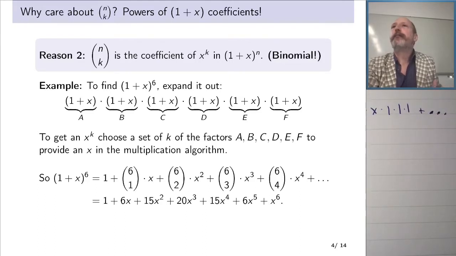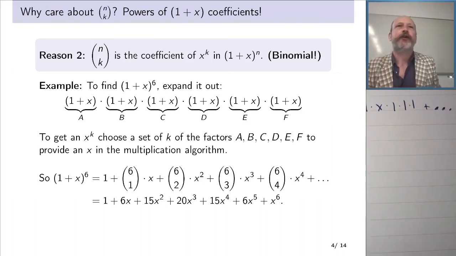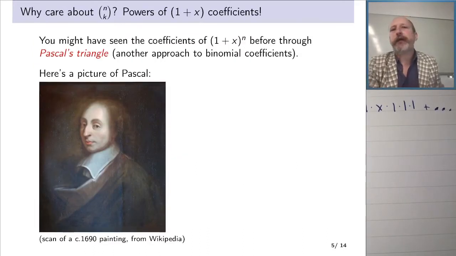Okay, so where does the name binomial coefficient come from? Well, a polynomial is something where you've got sums of lots of powers of x. So if you just have 1 + x, you could call that a binomial, since poly means many, mono would be 1. So a monomial is just one power, binomial, two things. And you are looking at powers. I didn't make up the name. Okay, yeah, you might have seen this also through Pascal's triangle. I have a picture of Pascal there.